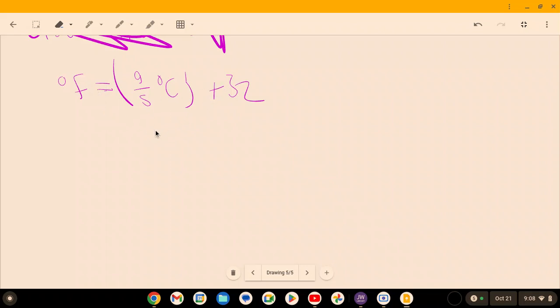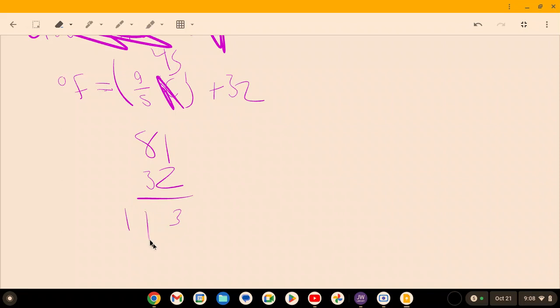So we say 45 degrees Celsius. So that's 45 times 9 divided by 5, 81, plus 32. 113 degrees Fahrenheit. That's it. Calling it a day for that.